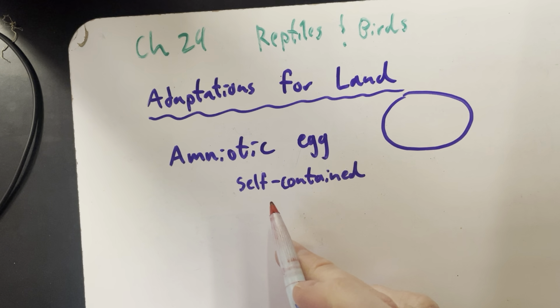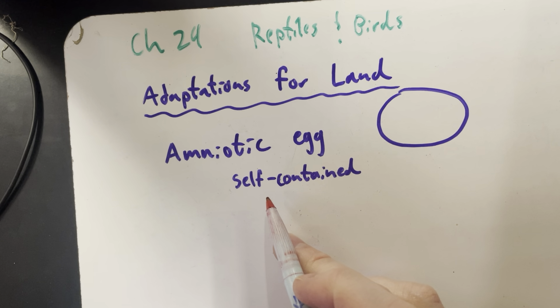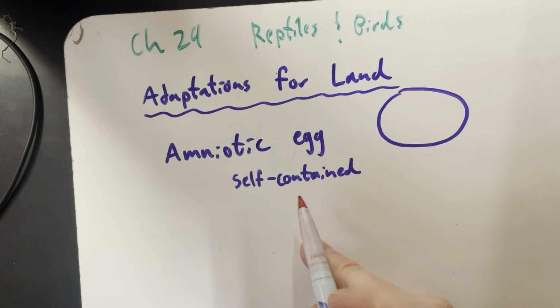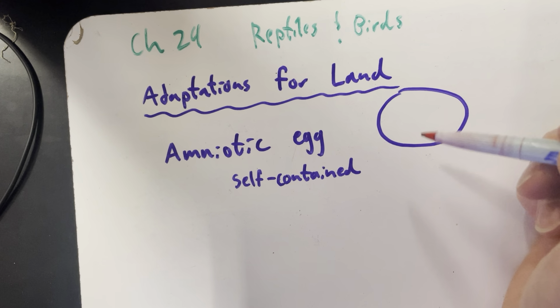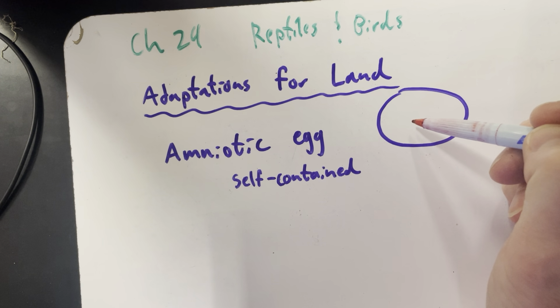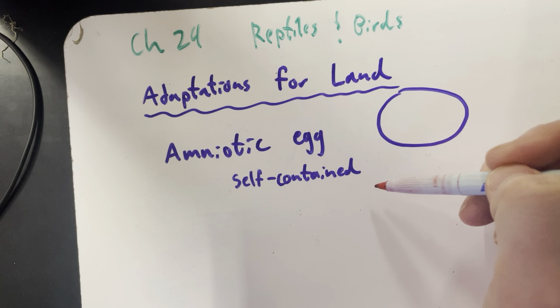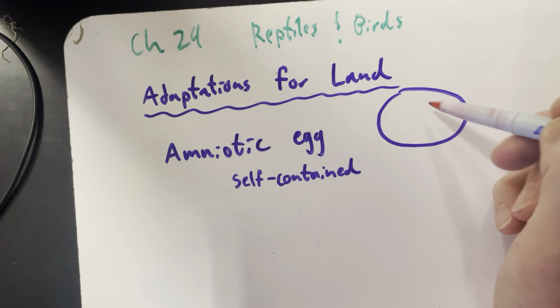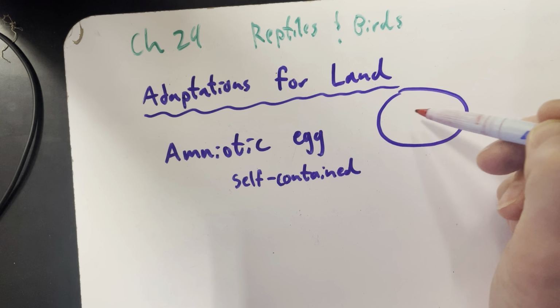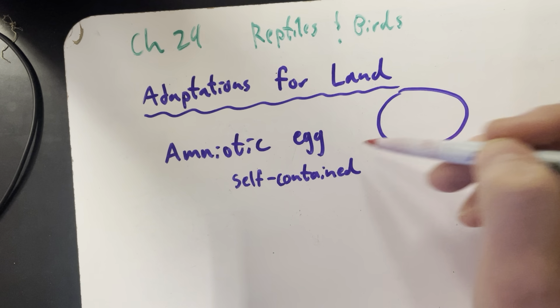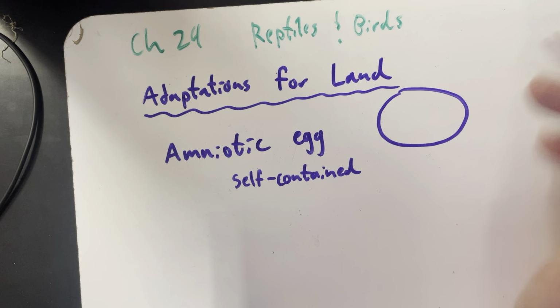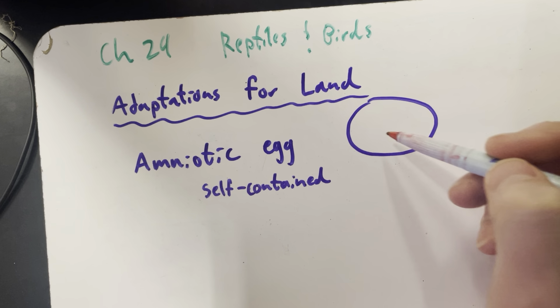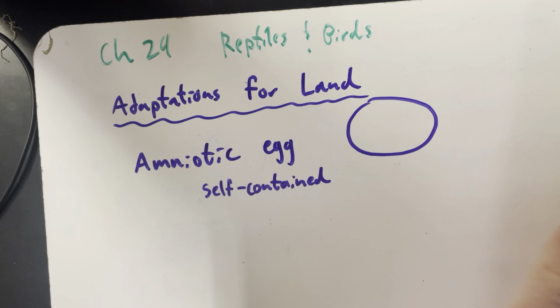But unlike a salamander egg or a frog egg, that has to hang out in the water, frog eggs are porous. Water can get in, waste can get out, oxygen can get in, carbon dioxide can get out. So the little tadpole egg, as it's developing, can actually breathe through the egg's surface and skin. Whereas amniotic eggs are fully self-contained.